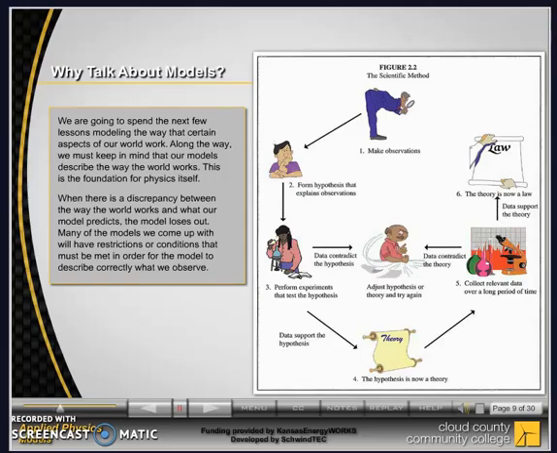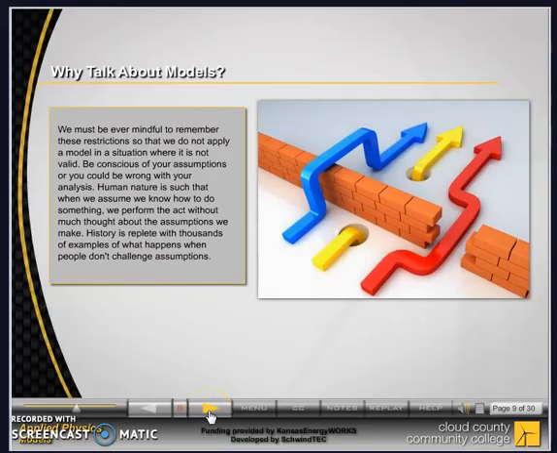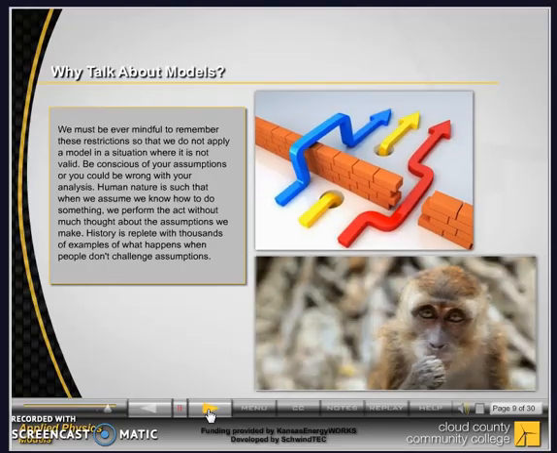Many of the models we come up with will have restrictions or conditions that must be met in order for the model to describe correctly what we observe. We must be ever mindful to remember these restrictions so that we do not apply a model in a situation where it is not valid. Be conscious of your assumptions, or you could be wrong with your analysis. Human nature is such that when we assume we know how to do something, we perform the act without much thought about the assumptions we make. History is replete with thousands of examples of what happens when people don't challenge assumptions.